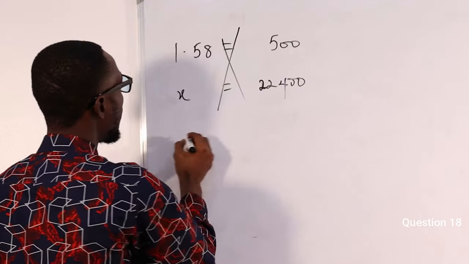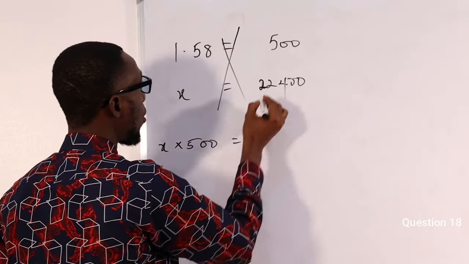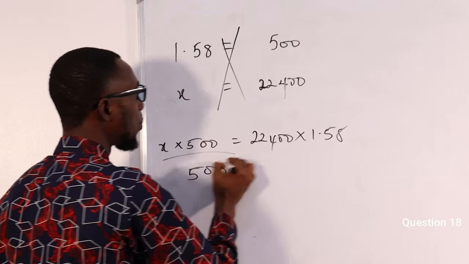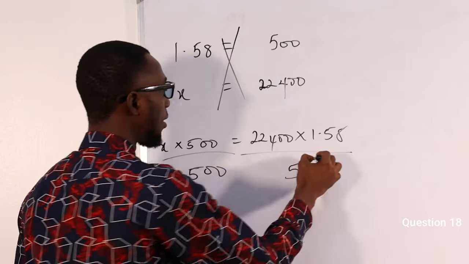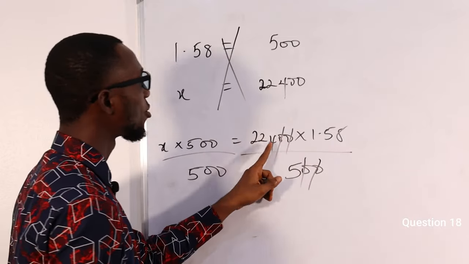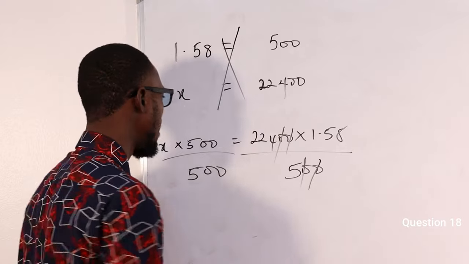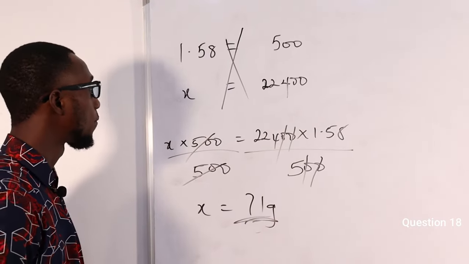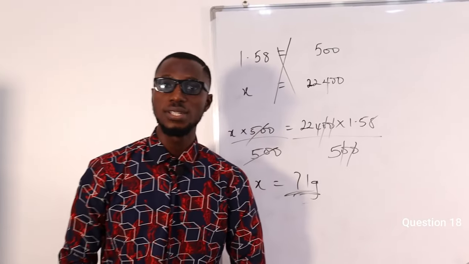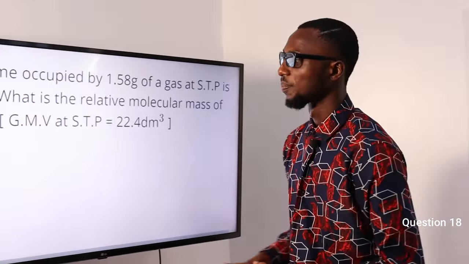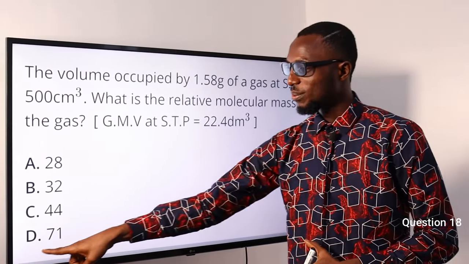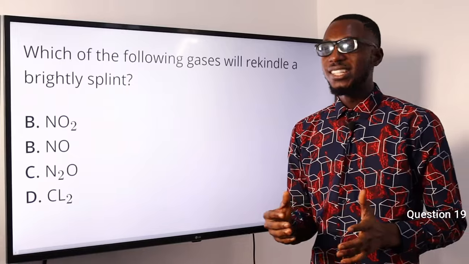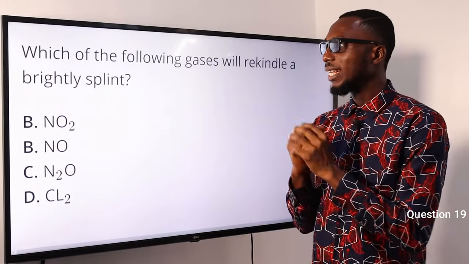By the time we cross multiply, we would have x times 500 equals 22,400 times 1.58. Dividing both sides by 500, which is the coefficient of x on the left hand side. By the time we divide through, 224 times 1.58 divided by 5, what we should have is roughly 71. So we can see that 22,400 weighs 71 grams. So let's go back to the screen and select the correct option. Looking through all of this, we see that option D, 71, carries the correct answer. Option D is correct.